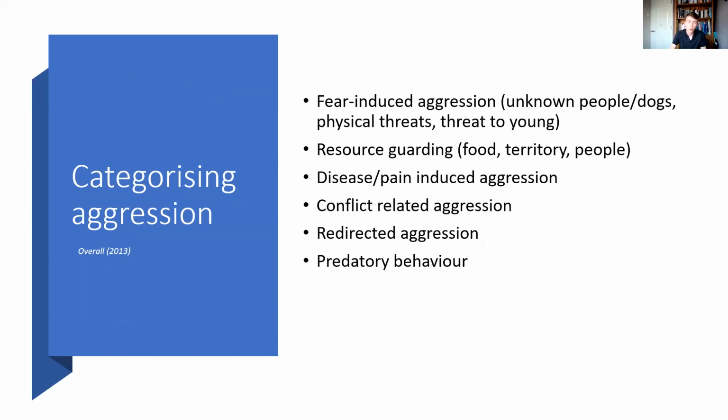The first category, probably the most common category of aggression that we see in dogs, is fear-induced aggression. This is when a dog is fearful of perhaps unknown people. It might be known people, it might be unknown dogs or known dogs. It might be a physical threat, or also a threat to young, so if the animal's got young animals around that they're worried about protecting. Fear-induced aggression is simply a way of making whatever threat the dog has perceived go away. Whether that's a genuine threat, or an incorrectly perceived threat, so maybe just an unknown person trying to walk down the road, but for whatever reason the dog has processed that person as a threat.